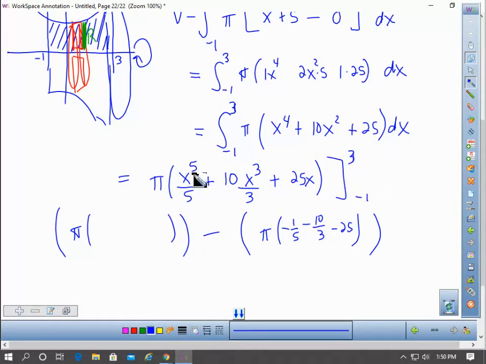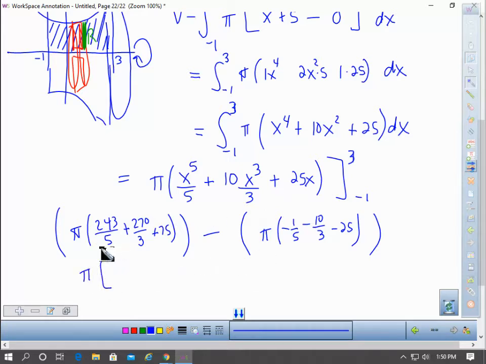So when I plug a 3 in here, 3 to the 5th power is what? 243 over 5. And then putting a 3 in here, that's going to be 27 times 10, which is 270 over 3. And then putting a 3 in there will give me 75. Now we're in business.